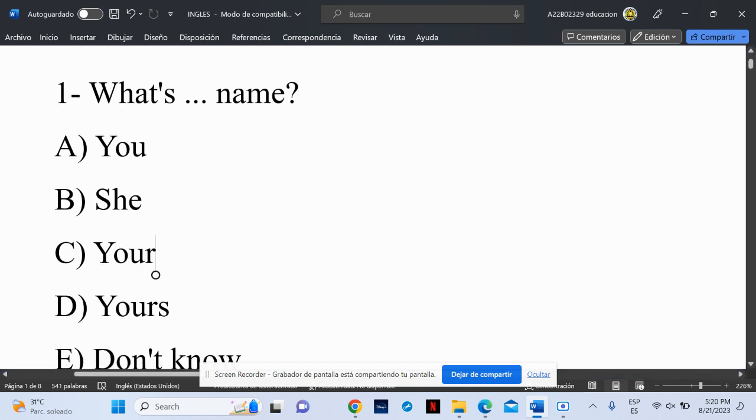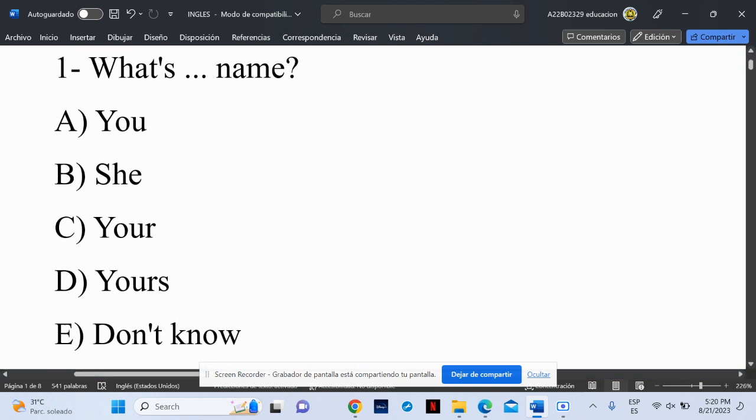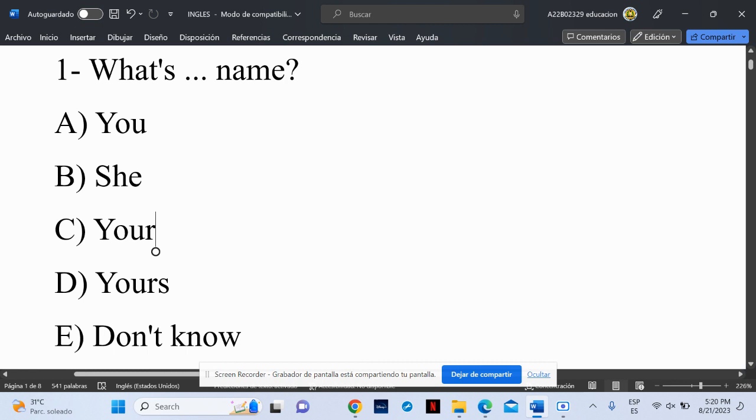Tenemos aquí, what's your name? And we have a blank space, and we have to find the correct word from that question. O sea, tenemos que buscar la respuesta correcta o la opción correcta para esa pregunta. For example, here we have the letter A, what's your name? What she name? What's your name? What's yours name? And the letter E, what's don't know name?